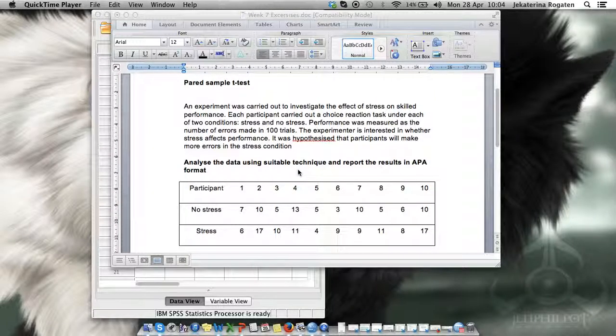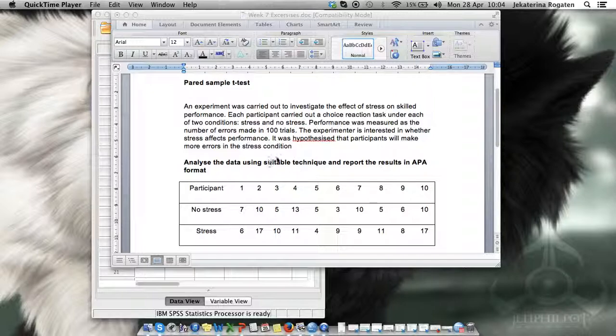Hello everyone, in this video I will demonstrate how to perform a paired sample t-test in SPSS. So let's have a look at a very simple and basic example exercise on which we can run a paired sample t-test.